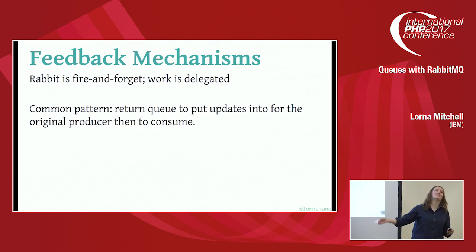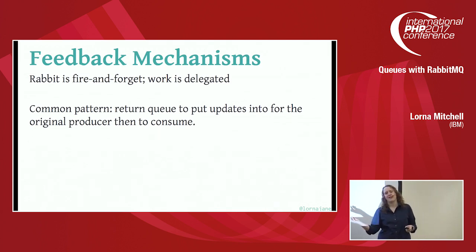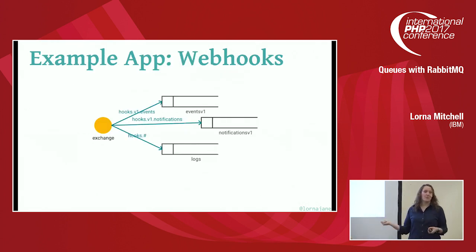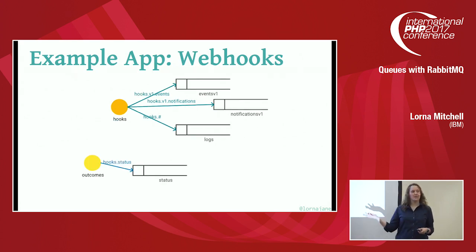Often, the original system does need some sort of feedback. So like the user uploaded an avatar, and we're going to show them cogs for a while. When we have finished thumbnailing, we do want to update what they're seeing. So for that, what we usually do is we add an additional queue to offer some feedback to the original system. So here's the webhooks setup again with events and notifications and that catch all logs queue. When we successfully process a webhook, we can give that information back to the calling application. So we have an outcomes exchange and this additional status queue.